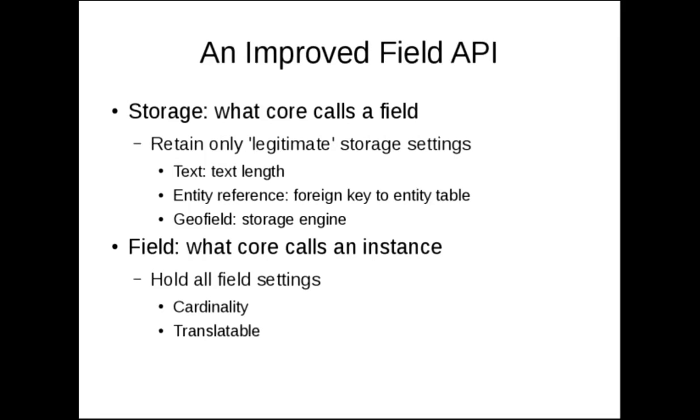Now, on the field, what core calls instance, we're just going to call field. And so this may get a little confusing in some of the slides when I go back and forth between field, instance, all that stuff, but try to bear with me. So we're going to move all the field settings onto the field, including cardinality and this interesting thing called translatable, which doesn't usually show up in the user interface. Probably few people use it, right?